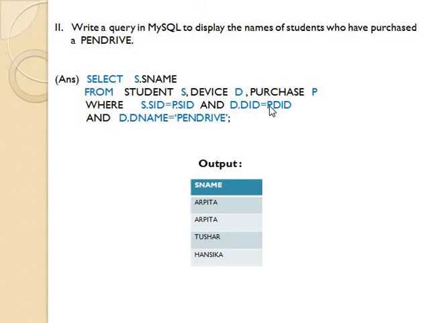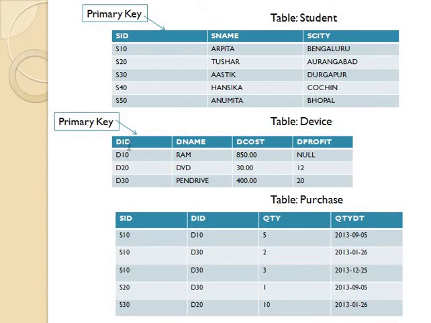Now let's check the second joining condition, that is d.did is equal to p.did. That means the did value from the device table, if it's equal to the did value from the purchase table, then for the SID value as S10, which is occurring 3 times in the purchase table, the corresponding did values are D10 and D30 in the purchase table. And for the did value as D10 in the purchase table, the corresponding did value in the device table has the associated device name, which is RAM.